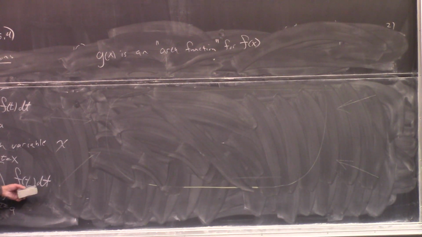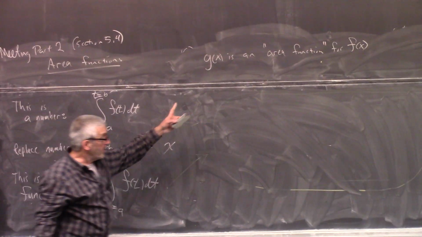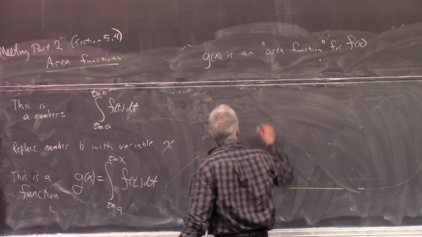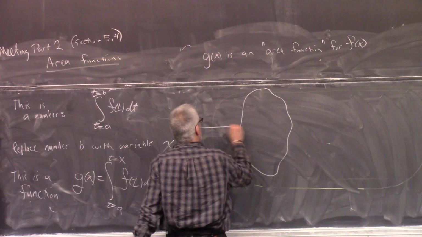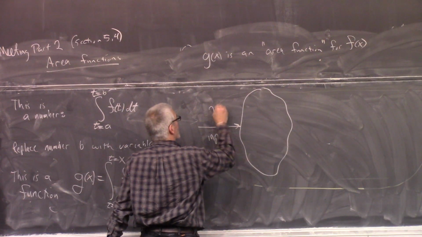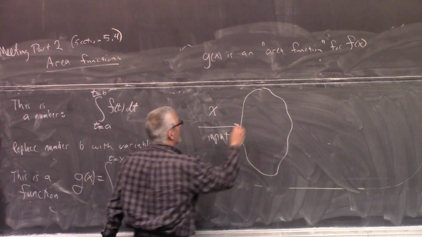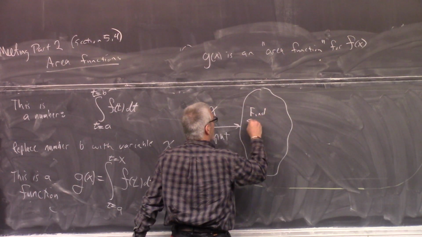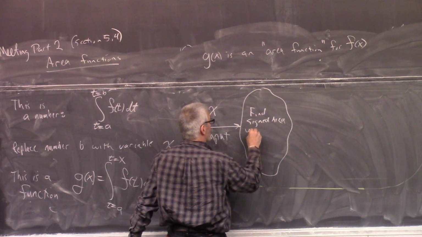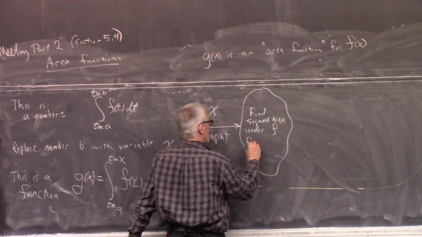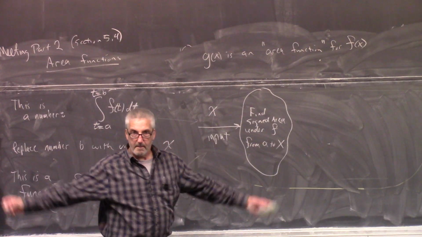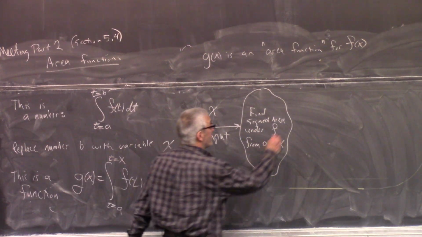Now inside this black box, there's f of t, but we're thinking about starting with a function f of x, get rid of the x, put a t in there, build this thing. And so the way it works is you choose the value of x, and then what I have to do is find the signed area under the graph of f from a to x. And then whatever that number is, that's the output.